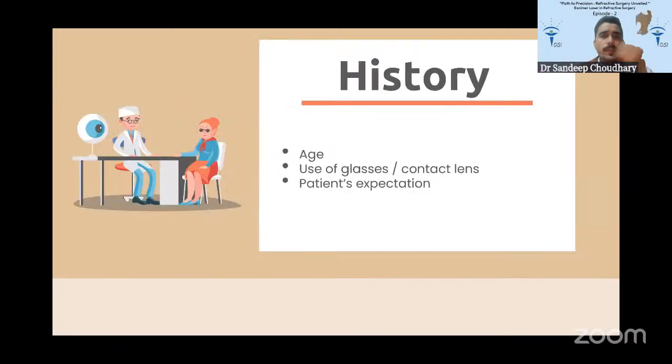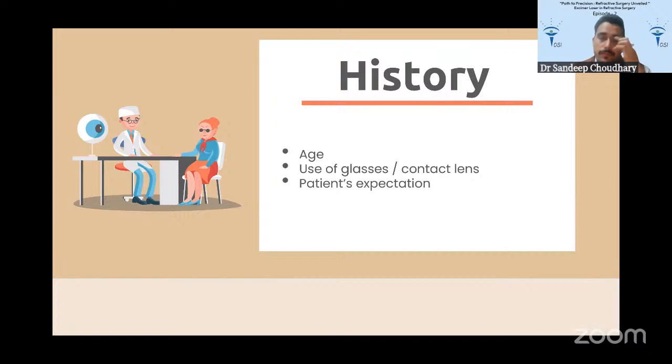So it all starts with the history: age of the patient, and the use of glasses. We need to establish that the patient has a stable refractive error for at least the past year. We also need to see when the patient last used contact lenses, because we try to keep a 2 to 4 week gap, depending on the contact lenses, before we do the preoperative evaluation. And one of the most important things, I think, is the patient's expectation. We need to keep the expectations of the patient very realistic.